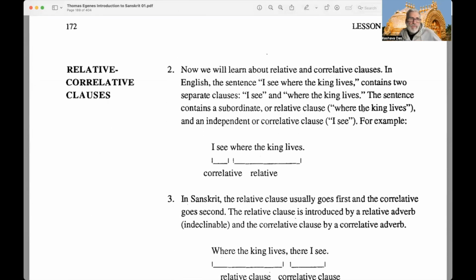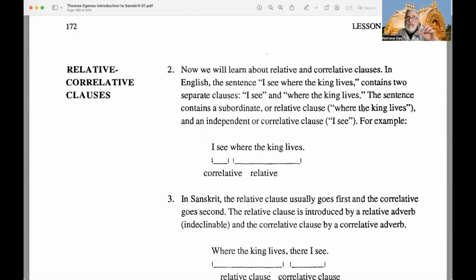Now, what are relative or correlative clauses? Now we will learn about relative and correlative clauses. In English, the sentence, I see where the king lives, contains two separate clauses. So what are clauses? Clauses are parts of sentences. A lot of times in English, we put a comma after a clause to set it aside. It's a major piece of a sentence, and it may relate to other parts of the sentence in certain ways. So we're going to learn about that. So we say, I see where the king lives, contains two clauses.